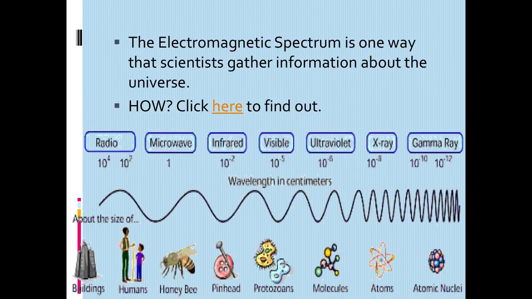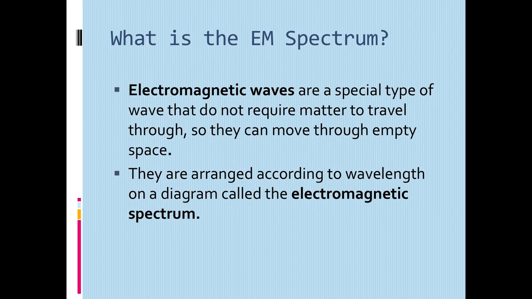But again, click on that little link. Click here to find out how. Definitely do that. EM waves are a special type of wave that do not require matter to travel through, so they can move through empty space unimpeded for the most part. They are aligned according to wavelength on a diagram called the EM spectrum. Now, we have done some things here on Earth. We've sent waves out to space to try to communicate with all the aliens that are out there. You can definitely do some Google searching on the waves and the messages we've sent out from Earth. So definitely look at that.